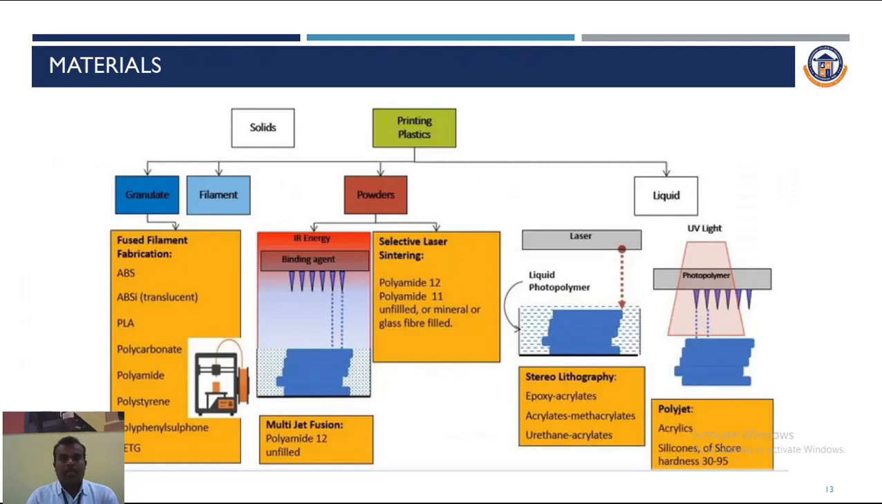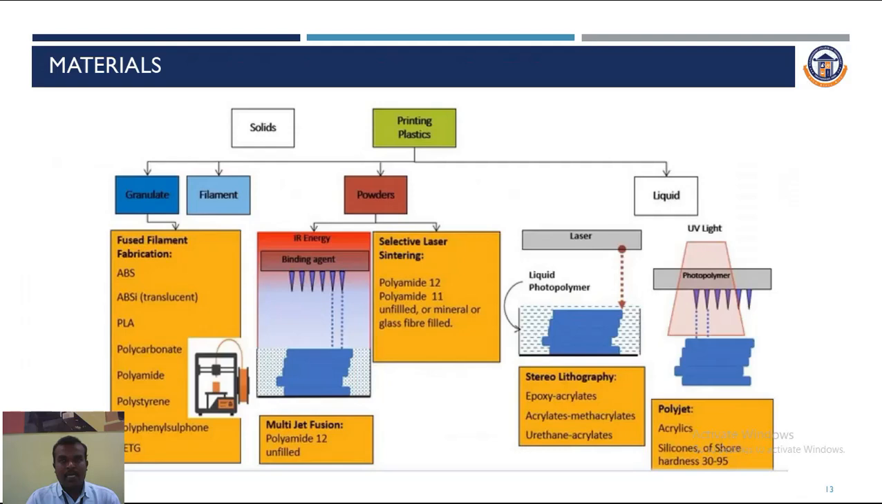The next thing: what are the materials used in additive manufacturing? Basically they can be classified into three categories: solid form, liquid, and powder form. The solid materials are granules or filaments. They can be used for solid 3D printing, like the direct metal deposition method or FDM technology.